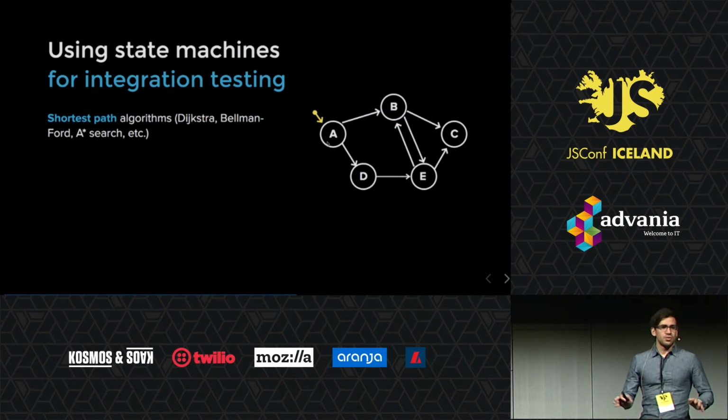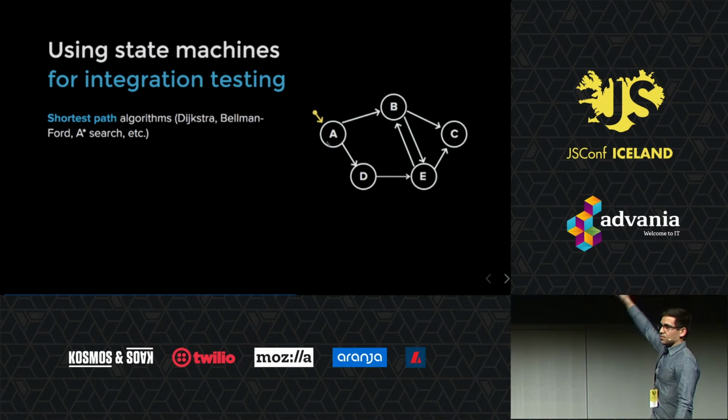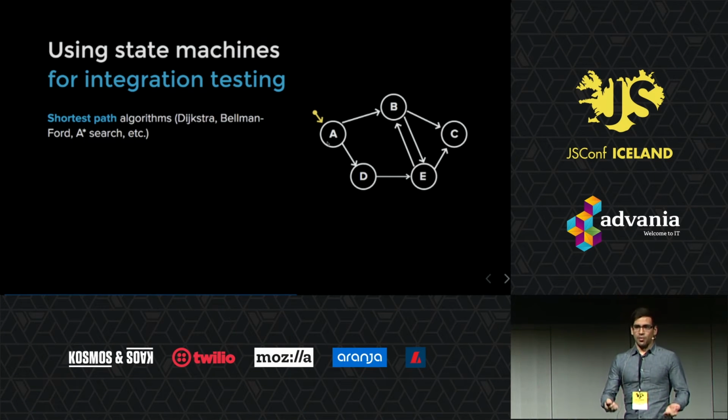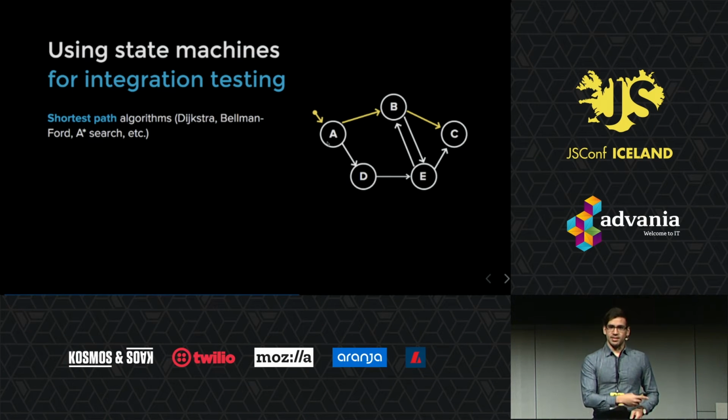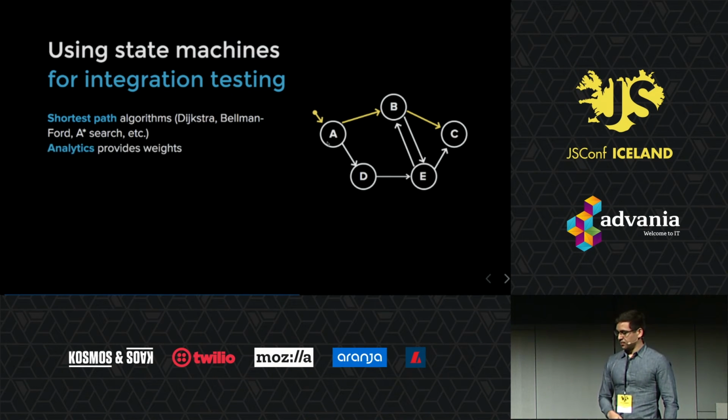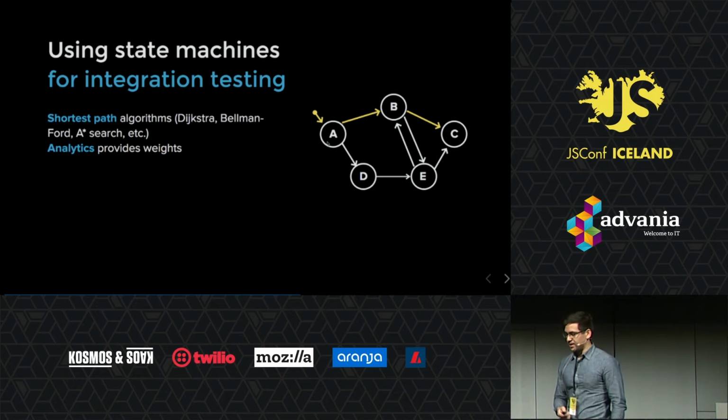For those who don't know, the shortest path is just going from one state to the other with the minimal cost. You can imagine each of these arrows has a weight, and you just want to minimize how long it takes to get from one state to the other, sort of like in Google Maps, finding the shortest route from one point to the other. So analytics would provide these weights.